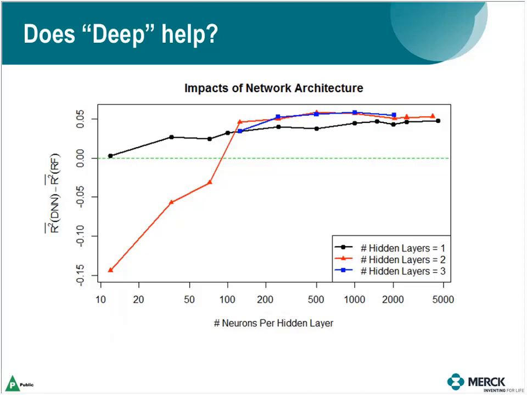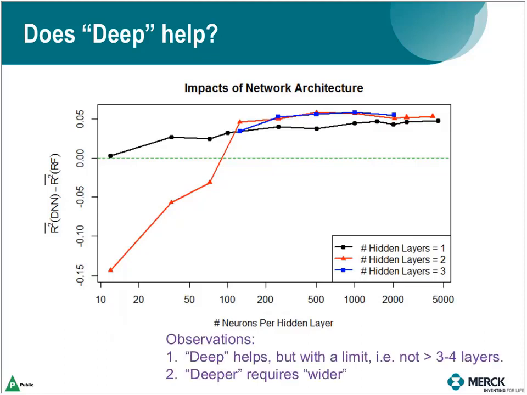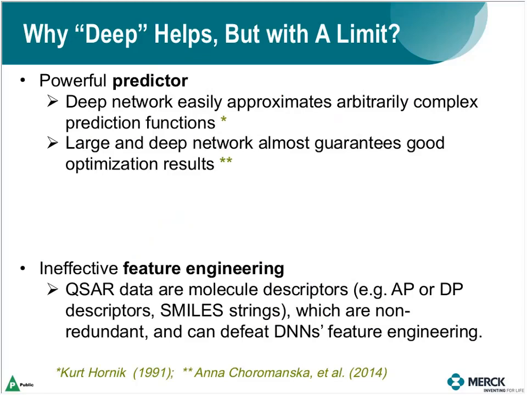So our conclusion here is basically yes, depth helps, but with a limit. Normally, it does not go beyond 2 to 3 layers in this particular situation. And generally speaking, deep networks require wider networks. Okay, so briefly, a question: what's the general reason why this is working?